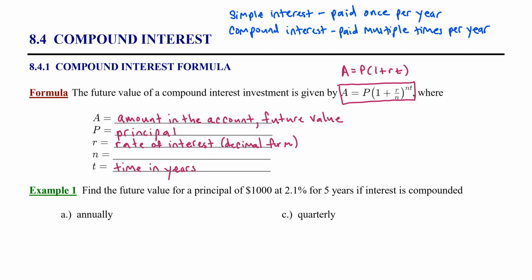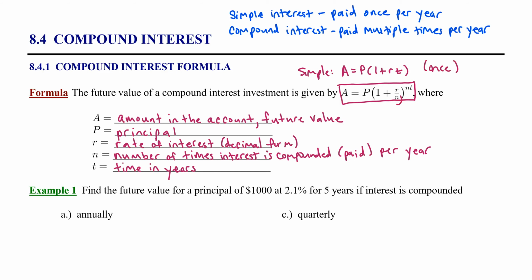All of those variables are the same as they were in the simple interest future value formula, but what's different about this formula is n. n is the number of times interest is compounded, and compounded simply means paid, and this is per year. So again, whereas simple interest is paid once per year, compound interest is paid n times per year, and that can vary from different banks and different investments.